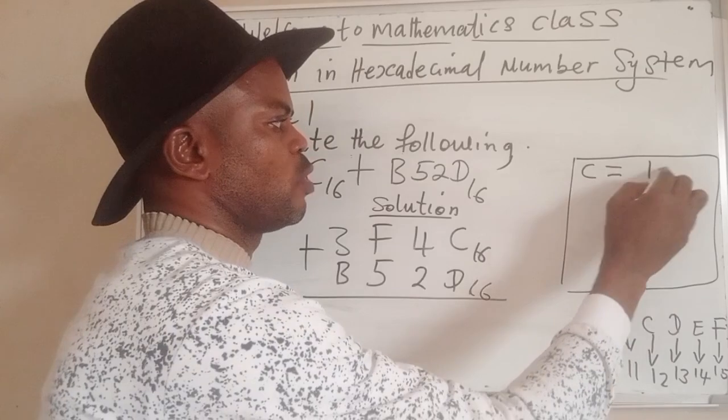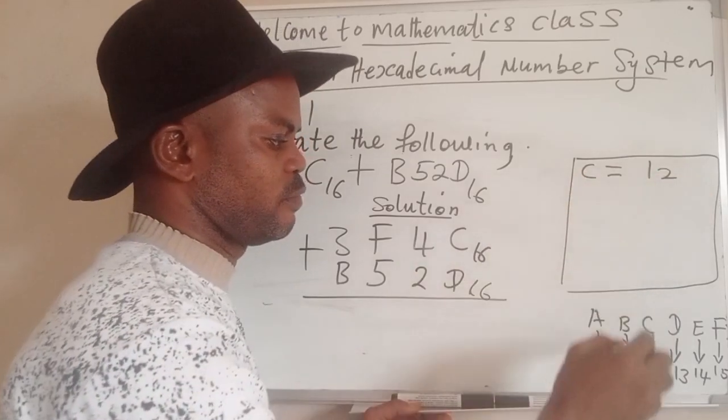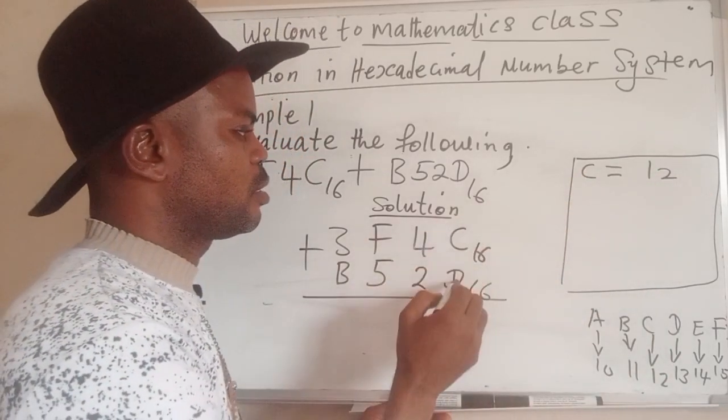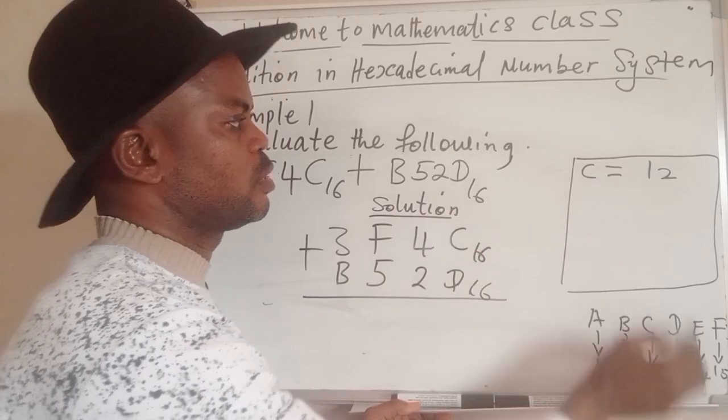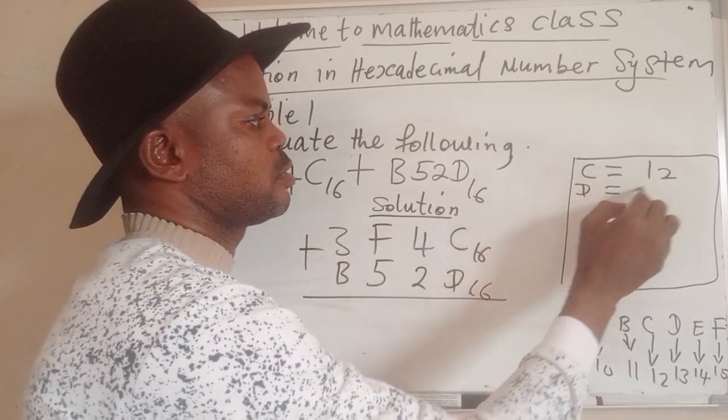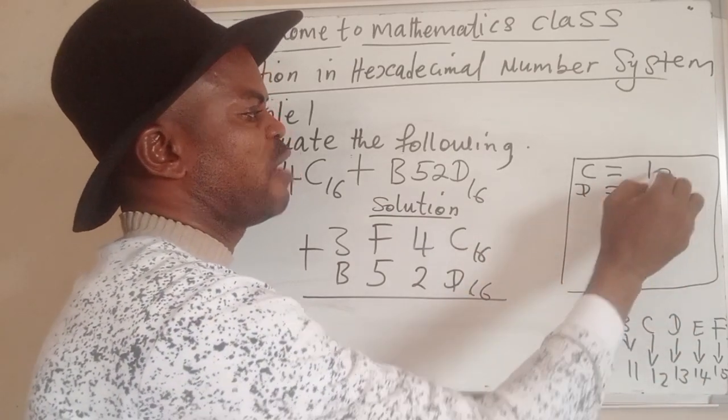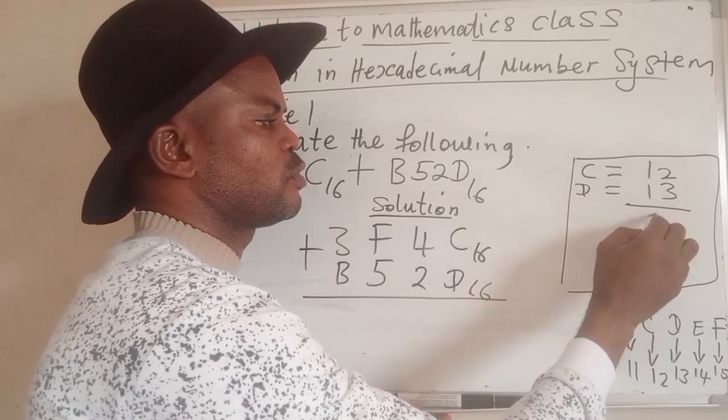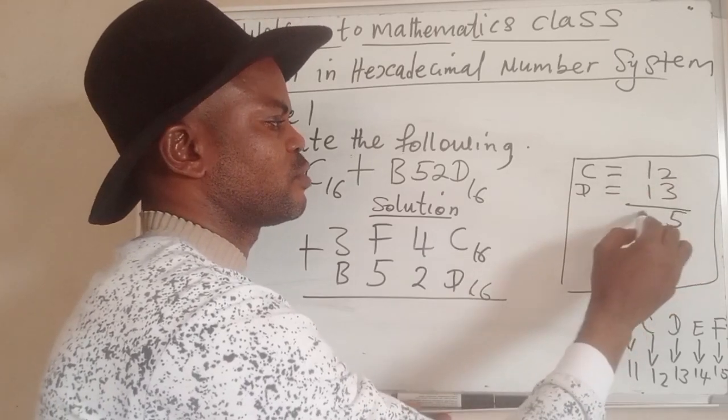So here, C is 12, and then D is 13. So 12 plus 13 gives you what? It gives you 25. Five here, you have 2.